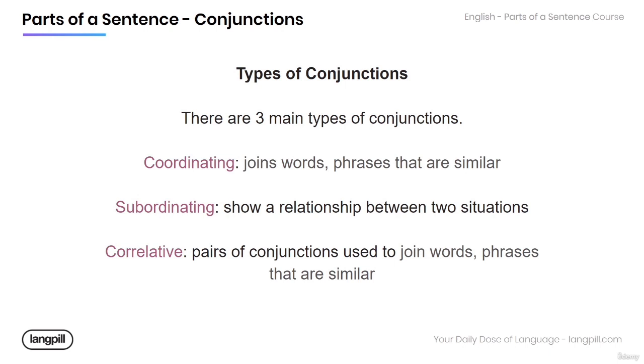Now in English, there are three main types of conjunctions. We have coordinating conjunctions. These are conjunctions that join words and phrases that are similar. We have subordinating conjunctions. These ones will show a relationship between two situations. And then we have correlative conjunctions. And these are pairs of conjunctions that join words or phrases that are similar. So let's look at what these are exactly.